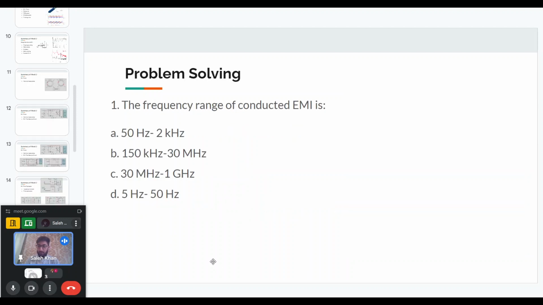So now we can come to some basic multiple choice objective type problems. Before that, we can have a short break. We can have a break until 4 p.m. and then we'll continue with these basic problems. Okay, so we'll continue at 4 p.m.